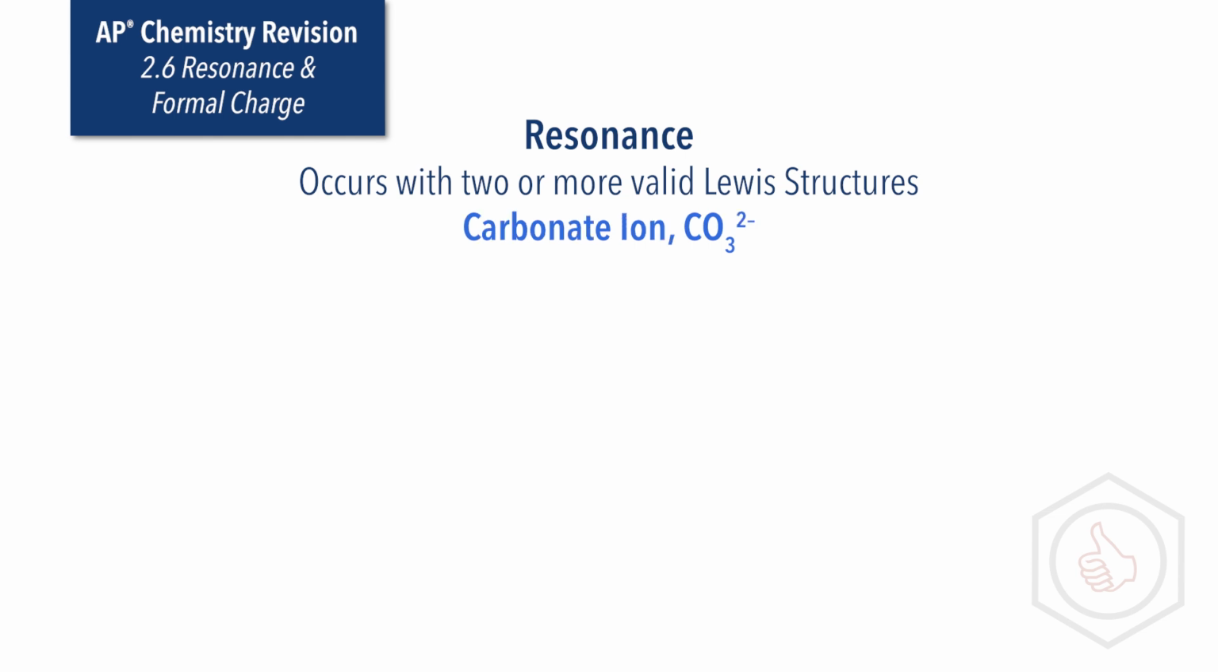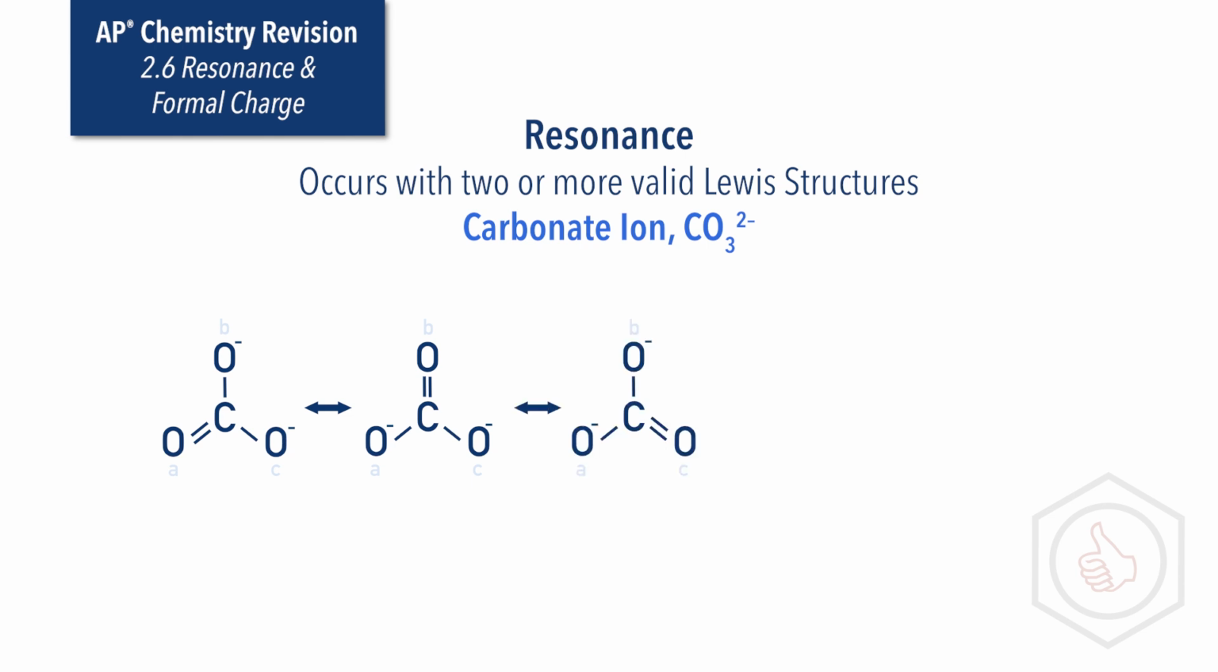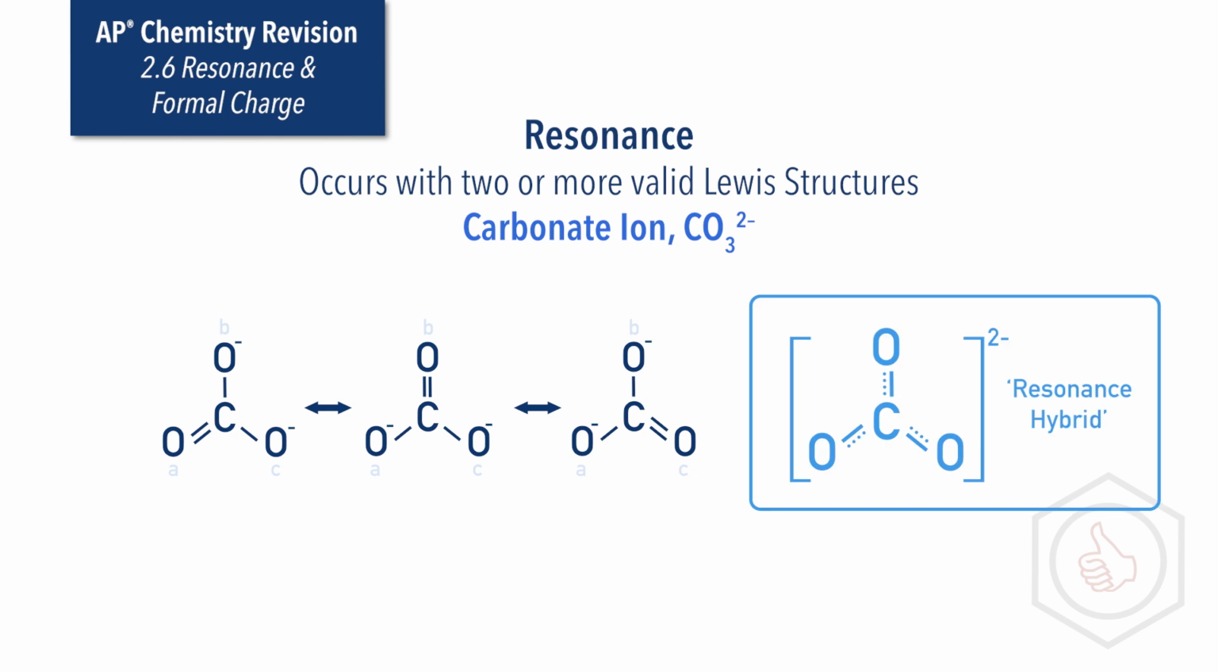CO₃²⁻ can be represented as having a double bond between oxygen A and the carbon, a double bond between oxygen B and the carbon, or a double bond between oxygen C and the carbon, with all the other oxygens having single bonds. Again, none of these is actually the correct true structure, and instead the resonance hybrid will be an average of all three, all the oxygen-carbon bond lengths actually being the same.